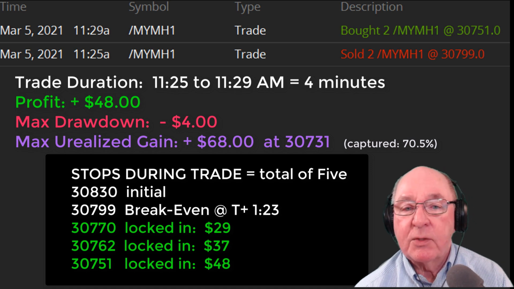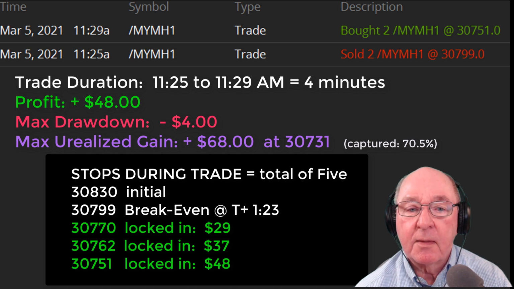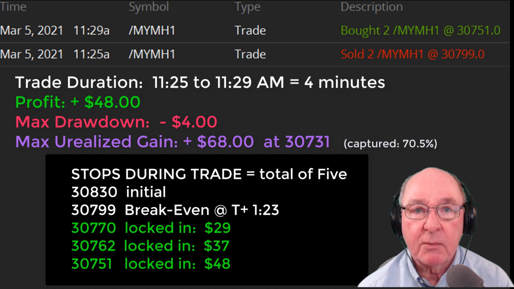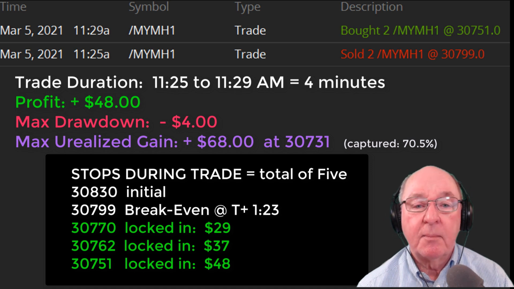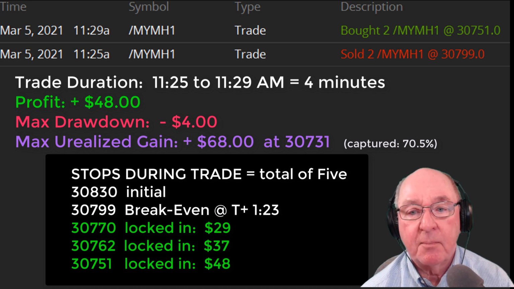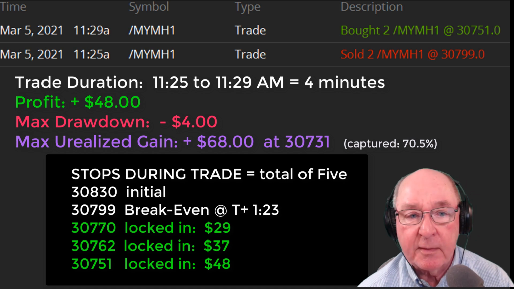So let's go over the trade here. 4 minutes, $48, maximum drawdown. I put $4 there. I think it was only $2, but it really doesn't matter. The maximum unrealized gain was $68, so I managed to capture 70.5% of that, which is pretty good.